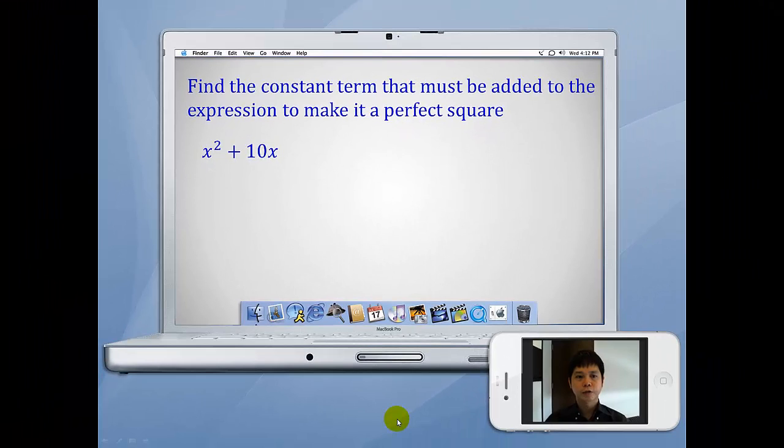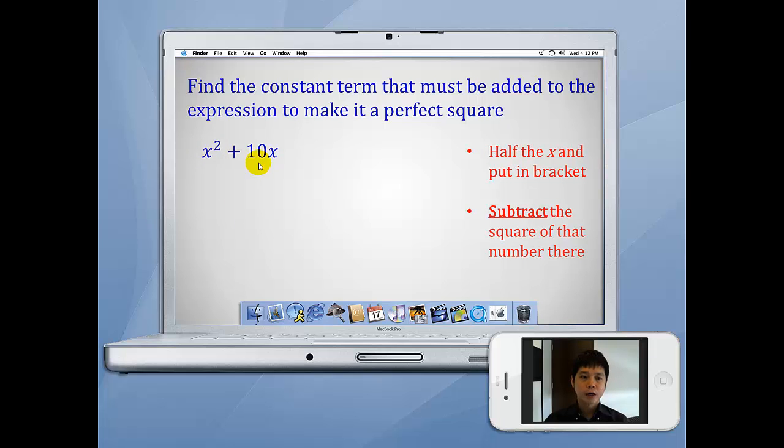Using the song, let us try to find the constants that must be added to this expression here such that we form a perfect square. Remember, we have to halve the x and put in brackets. We'll start off with this all the time by halving the x and putting into the bracket we have plus 5. And we must always subtract the square of this number here. So we will subtract 25. And therefore, we have formed a perfect square for this part of the expression. So the constant that must be added is negative 25. And the perfect square here will be x plus 5 squared.